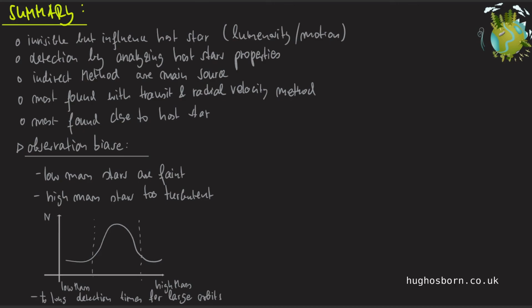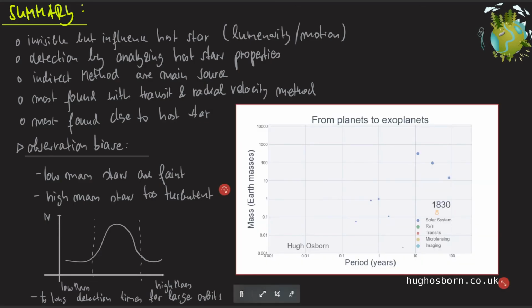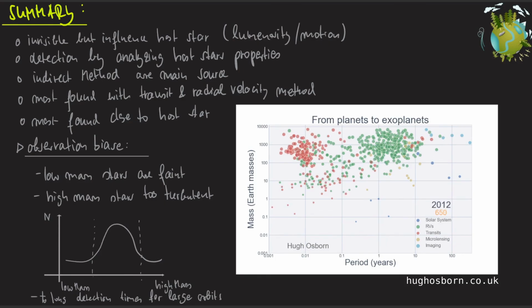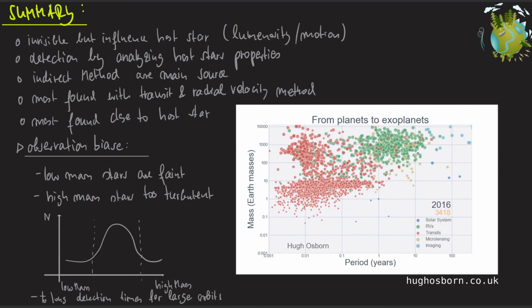So let's look at a very special graph. It's by Hugh Osborn. I highly recommend visiting his site. It's very informative. He has made this graph where you can see the detection of exoplanets over time. First you see the solar system planets. They are marked in blue. Now if we increase in time, suddenly all the other detections appear. You can see an increase with the radial velocity method. Now the transit method starts to appear. Every now and then you see microlensing and imaging. Astrometry is barely visible. We saw earlier it only has very, very few of those.